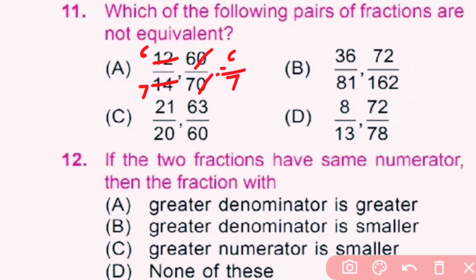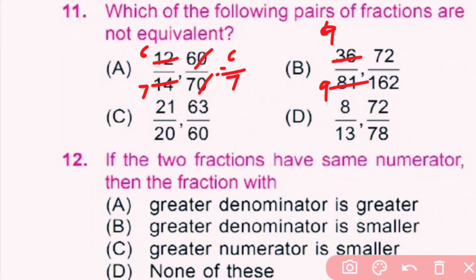In option B, 36 and 81 are divisible by 9. 9 4s are 36 and 9 9s are 81. 72 and 162 are divisible by 18. 18 4s are 72 and 18 9s are 162. So these are also equivalent. 4 by 9 and 4 by 9.